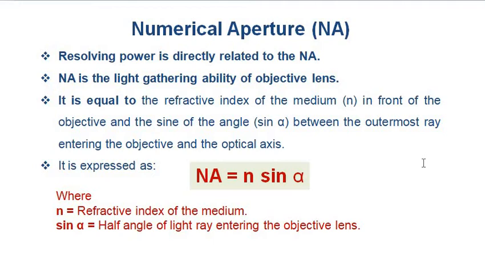So numerical aperture is defined as the refractive index of the medium in front of the object and the sine of the angle between the light entering the objective and the optical axis. It is equal to n sin alpha, where n is the refractive index of the medium and alpha is the half angle of light rays entering the objective lens. So it is an important factor of the resolving power.